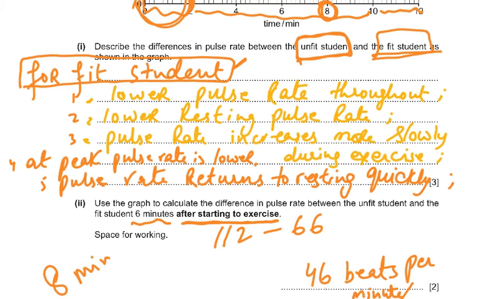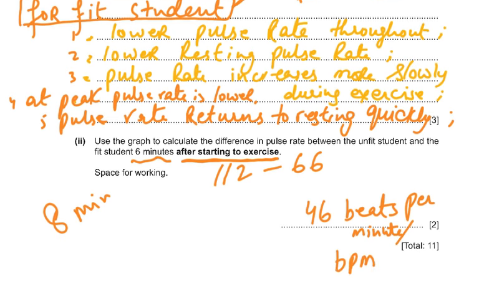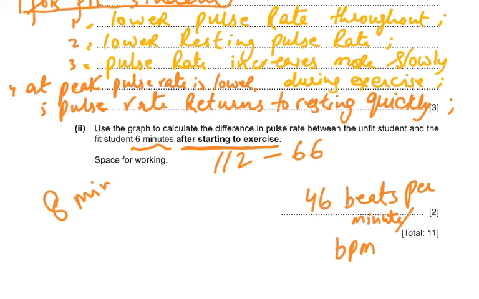So space for working was, of course, you have to give me 112 minus 66, so it's 46 beats per minute. And you realize there were 2 marks, one was for the 46 and the other was for the units. And of course, if you gave me this working as well, you got a mark for this.